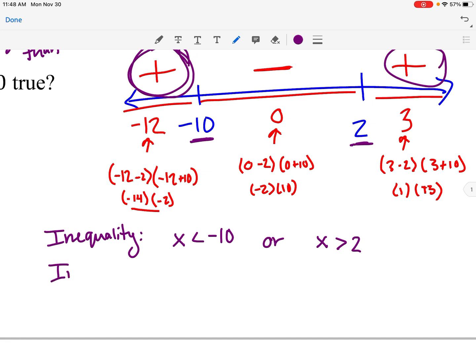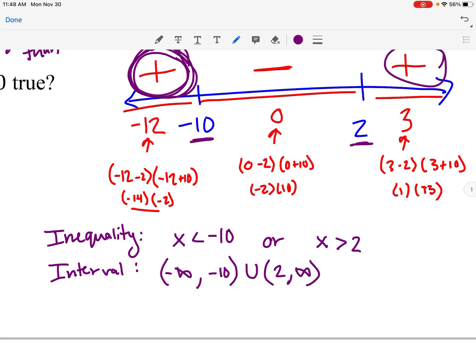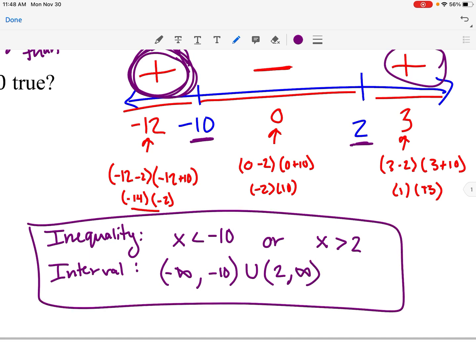Now let's do our interval notation. For that same interval over here, remember it goes low to high, so my lowest on that end is negative infinity with a parenthesis, comma, all the way up to negative 10. But remember, it doesn't have an equal to. We're not including negative 10, so that gets a parenthesis as well. And then we have a union, and then also from 2 to positive infinity. So that would be my solution.